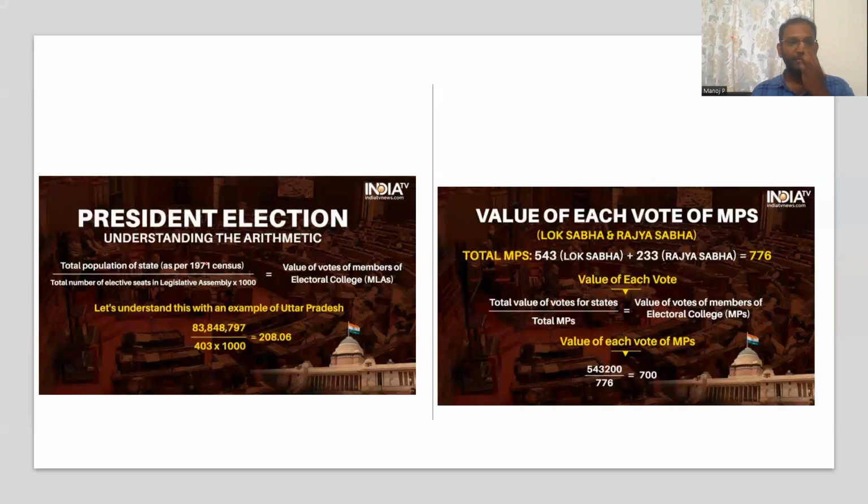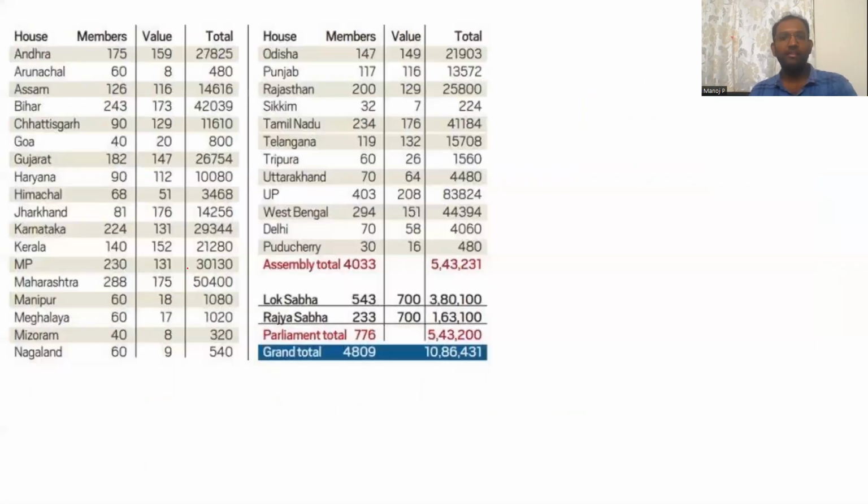Let's see here. For example, see Uttar Pradesh. In 1971, the population is about 8.3 crores, and the number of MLAs is 403. So the value of the vote of an MLA is 208. Similarly, for other states it varies. See, for Andhra Pradesh, the value of the vote of an MLA is 159, Arunachal Pradesh 8, Assam 116. Like this, the total value is 27,825 for Andhra Pradesh.